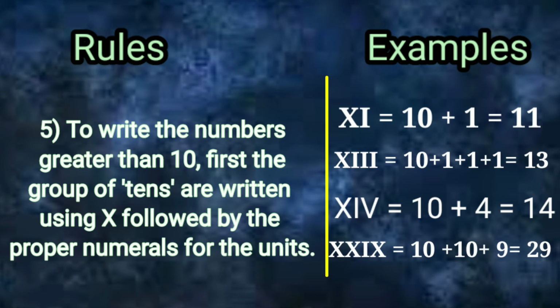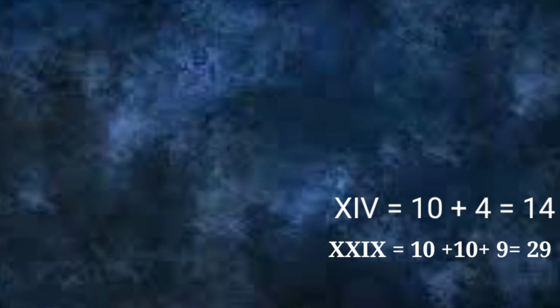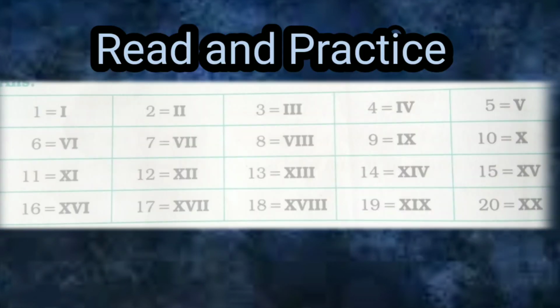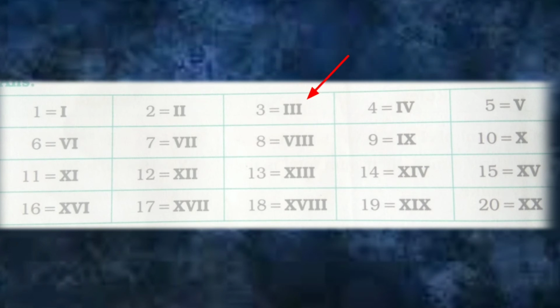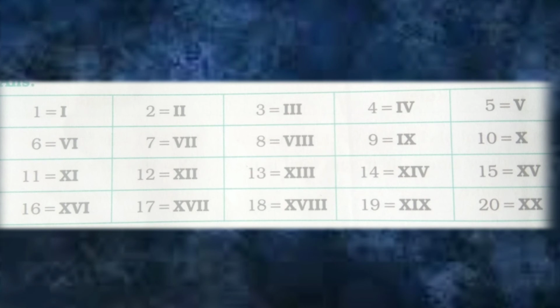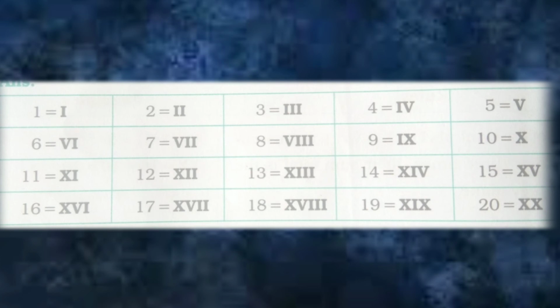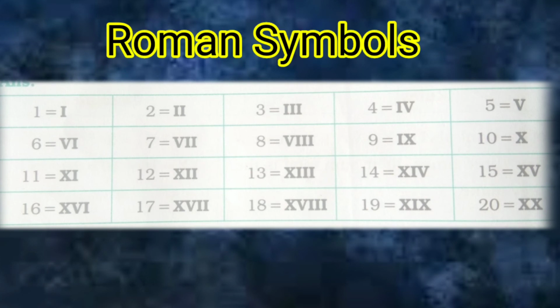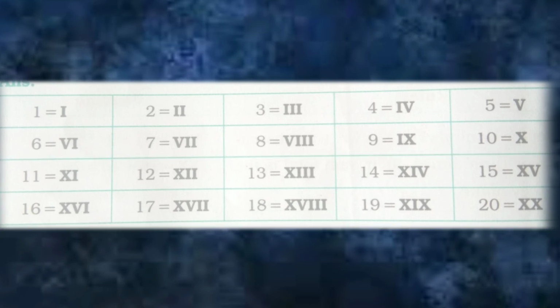Now let's write some numbers using Roman numerals. 1 equals I, 2 equals II, 3 equals III, 4 equals IV, 5 equals V, 7 equals VII, 8 equals VIII, 9 equals IX and 10 equals X, and also the numbers from 11 to 20 are written using the Roman symbols here.